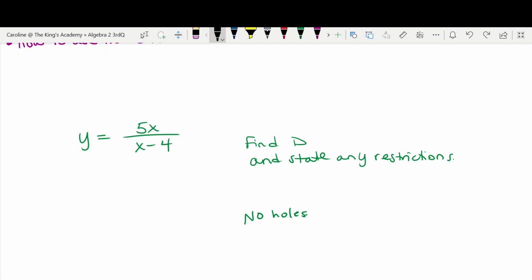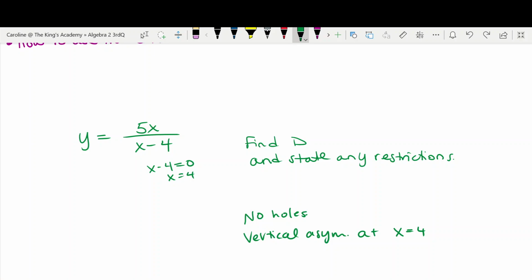So because I can't cancel, it means there are no removable points, no holes. That means the one problem in the denominator creates a what? Correct. There is one vertical asymptote, and it's at x equals positive 4. Right, Mandy, you were saying that earlier. You felt like that was the easy part, just flip the sign of the number, right? It comes from taking x minus 4 and setting it equal to 0. That's where it comes from, but we all know the shortcut of just flipping the sign.